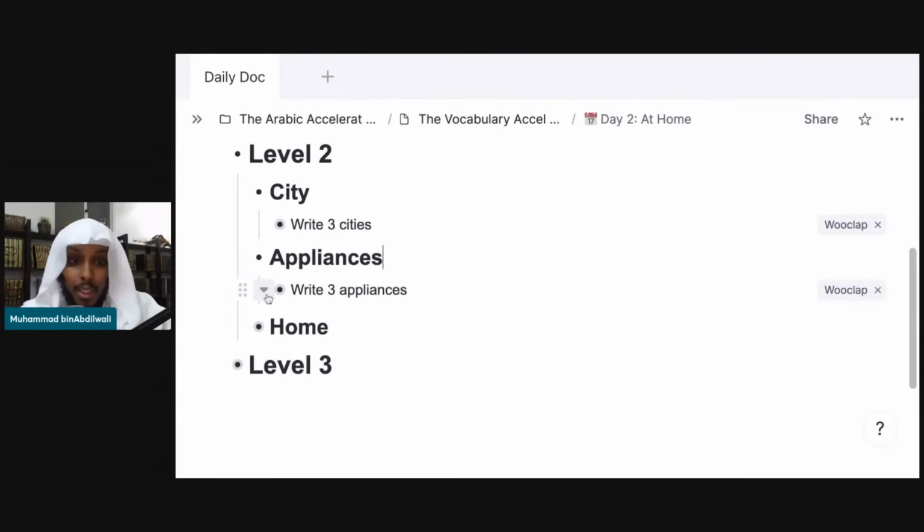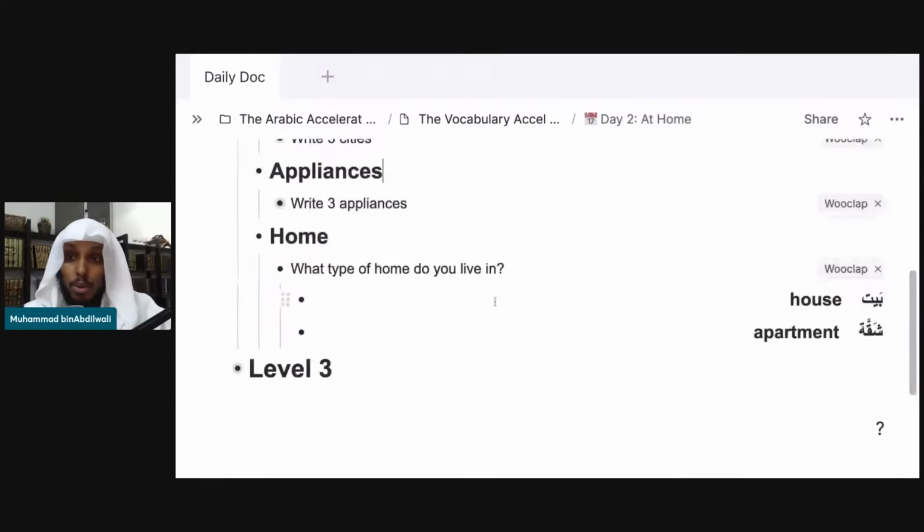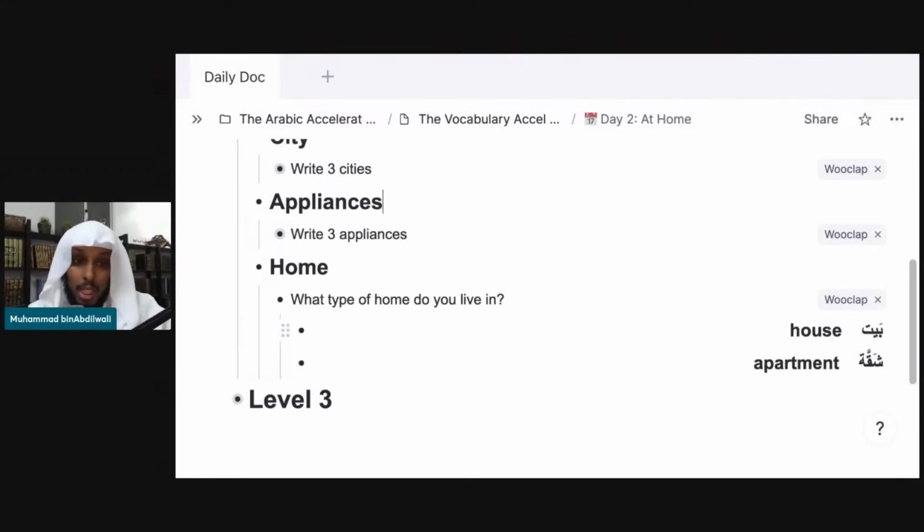Then we have some general words connected to just the house, which is bait and shaqqa. Now, bait and shaqqa are types of homes you might live in. House is a standalone building, where a shaqqa is like a flat, right? Shaqqa is like a flat. Type.